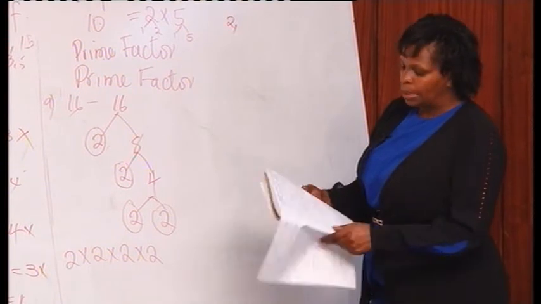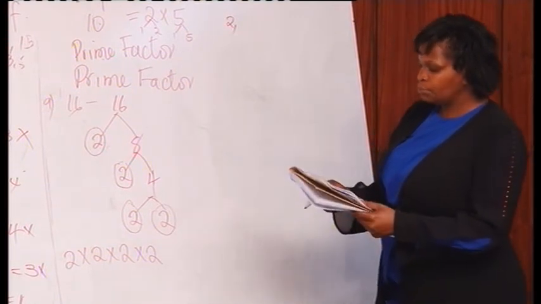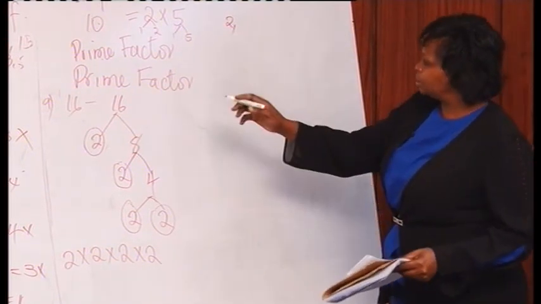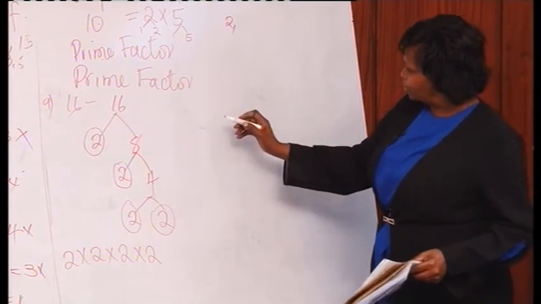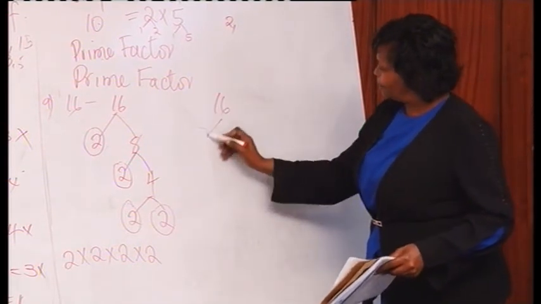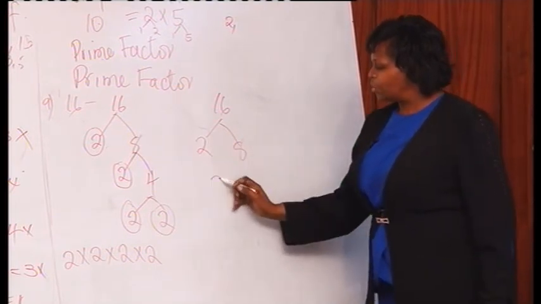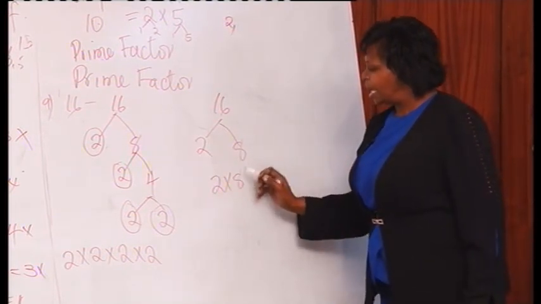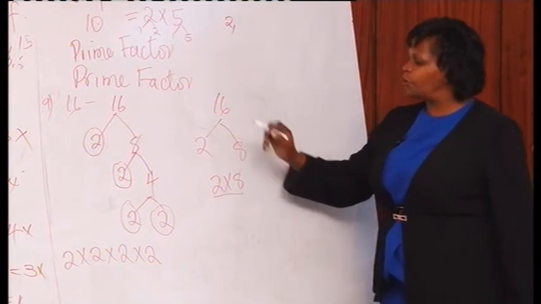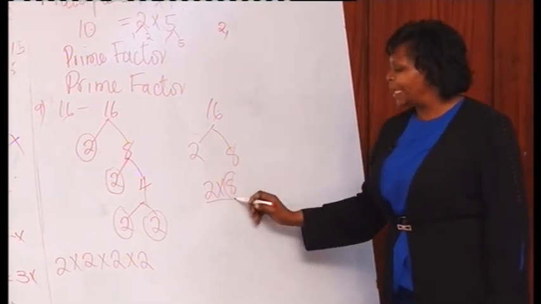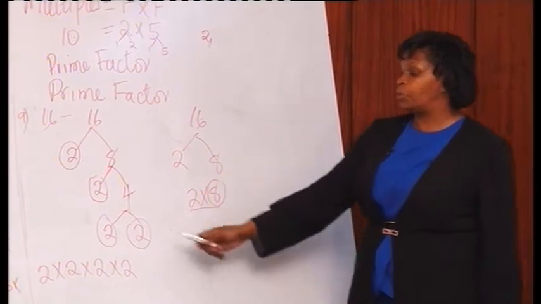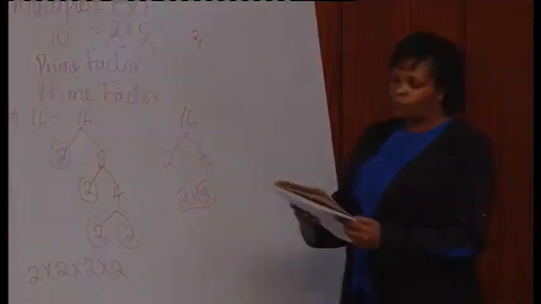Now, you cannot get the prime factors in this nature, like 2 and 8. I cannot say that 2 and 8 are the prime factors of 16. Why? Because 8 is not a prime number. That's why you have to go to the final prime factor.